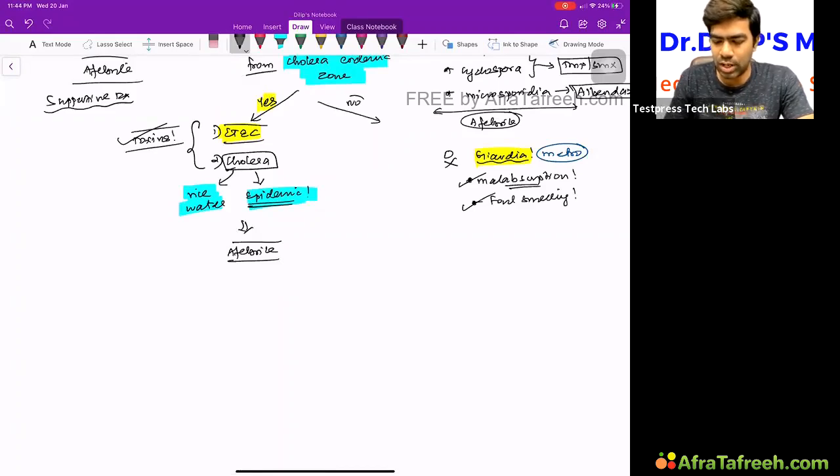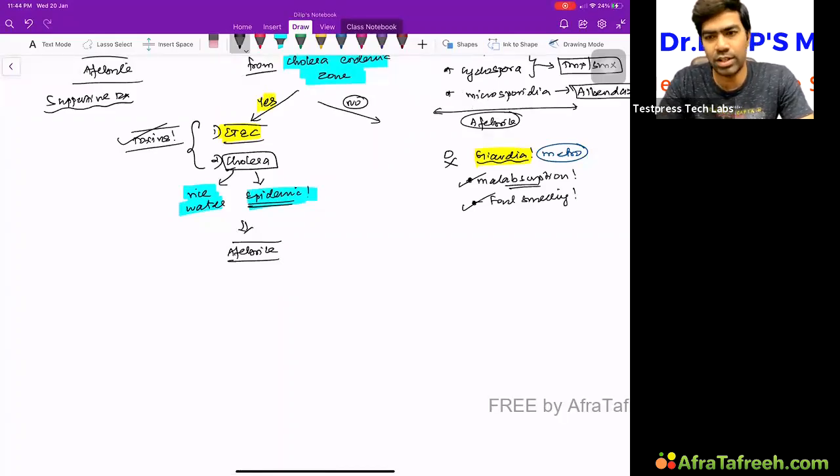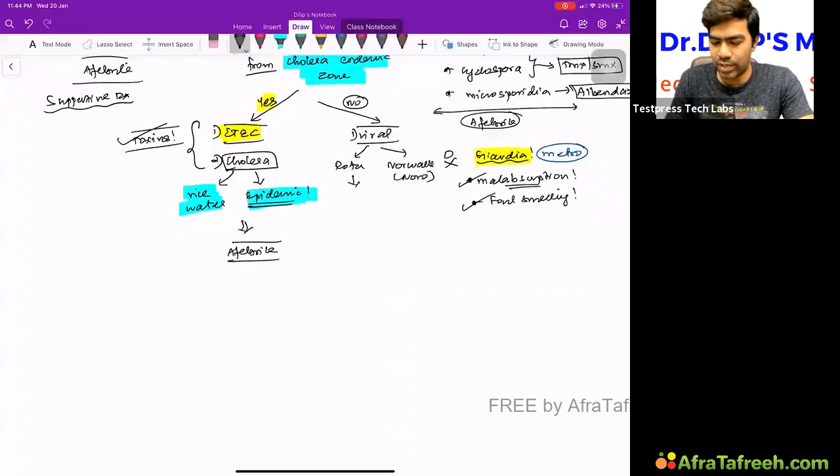Suppose the patient does not have a travel history and is not coming from any cholera endemic zone. In this setting, a very common situation is viral gastroenteritis. Usually viral gastroenteritis is the most common cause of diarrhea in adults as well as in children. So there are two viruses you need to think about. One is the rotavirus and second is the Norwalk virus. Norwalk virus is also referred to as norovirus. Rotavirus is very common in children. Norwalk virus or norovirus is very common in adults.